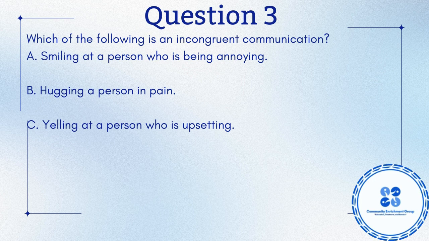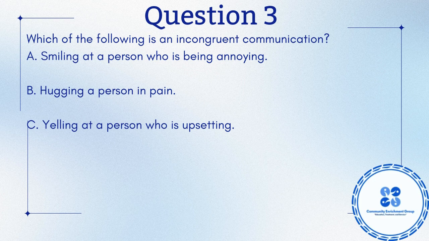Communication that does not match. Maybe we can look at it like this. Whatever is coming out of your mouth is not matching what is going on with your body. So let's look for something that is not a good match. Is it smiling at a person who is being annoying? Would that be incongruent communication? Think about it. Hugging a person in pain? Would that be incongruent communication? Or would it be C, yelling at a person who is upsetting?